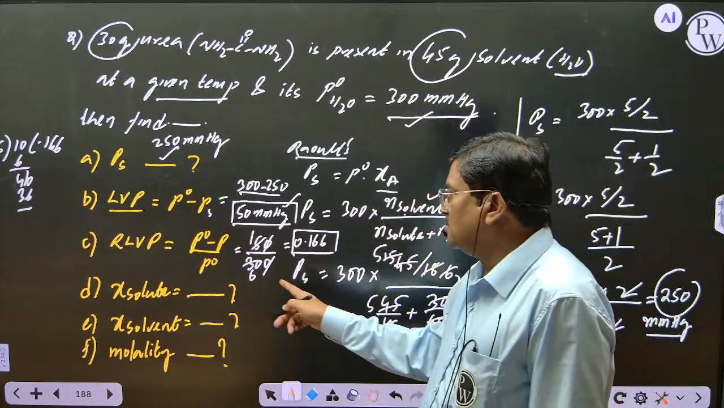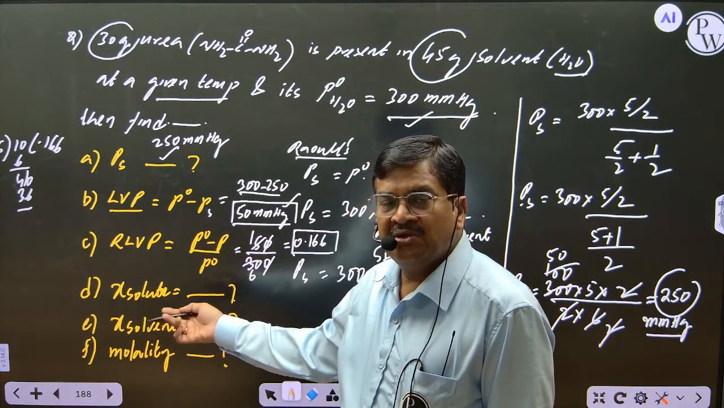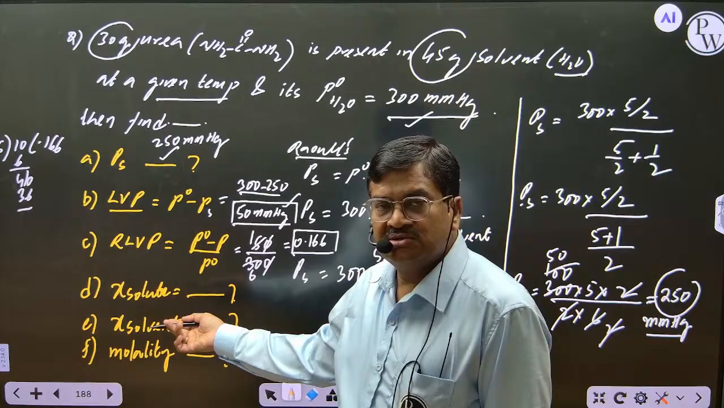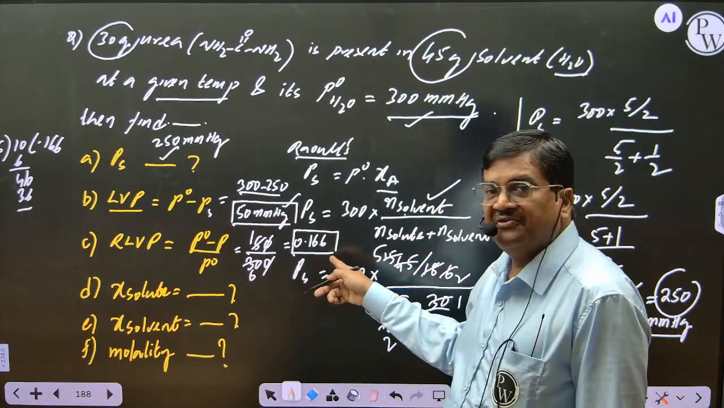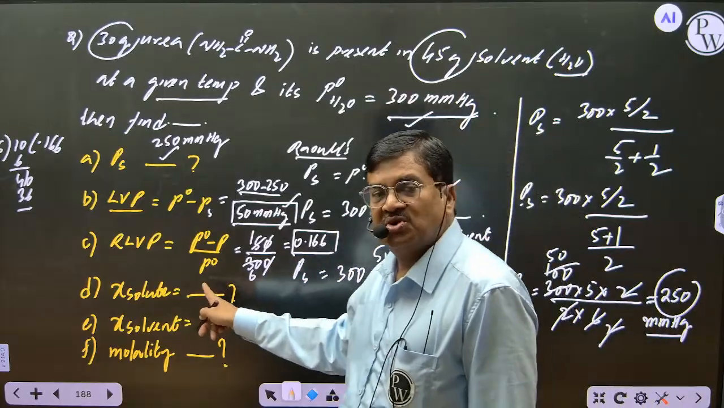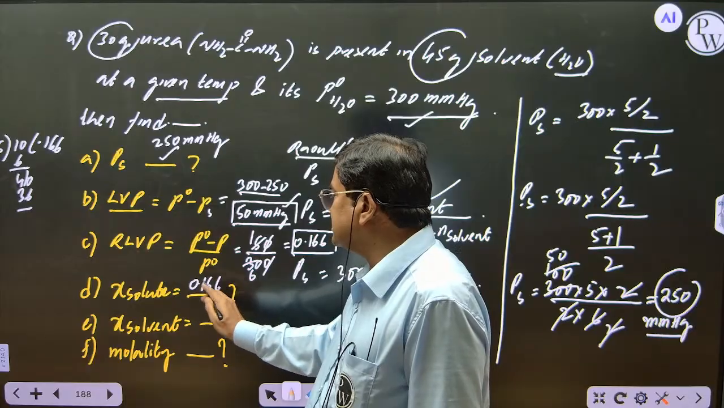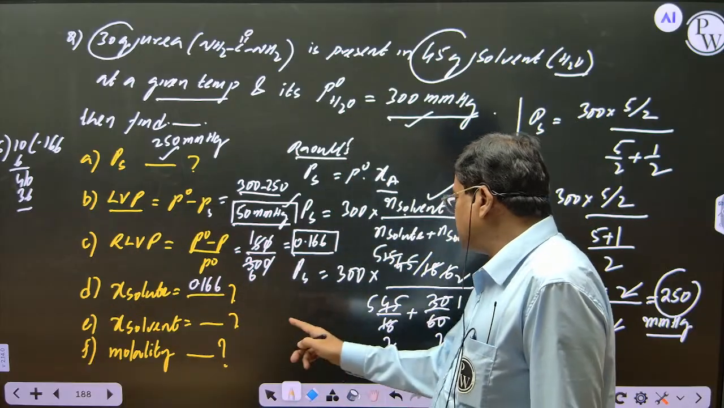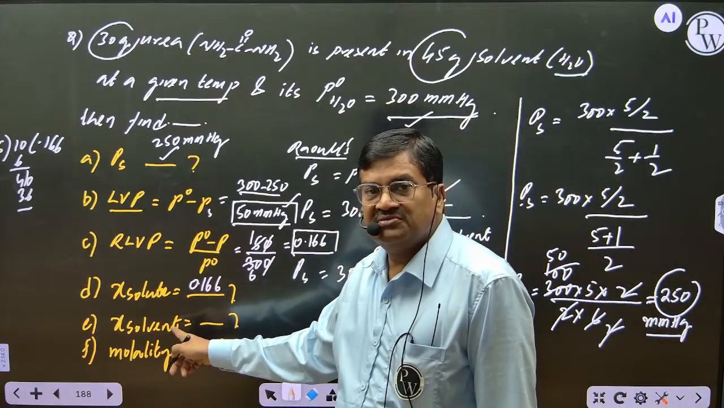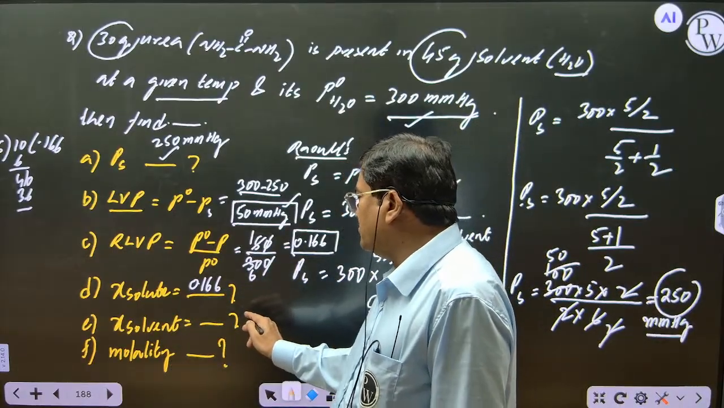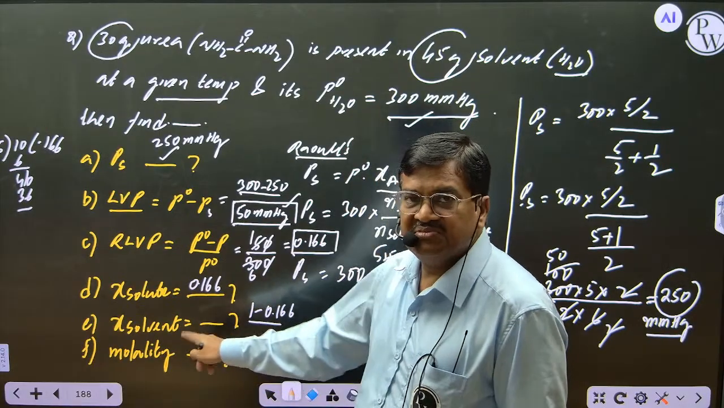Understood? Now, what will be the mole fraction of solute according to Raoult's law? P naught minus P by P naught is equal to mole fraction of solute, no? So already RLVP we found. Can I say it will be the same as mole fraction of solute? So no need to calculate, 0.166. Understood? Then mole fraction of solvent I can get how? Since chi A plus chi B is equal to 1, no? So how do I get it? 1 minus 0.166.